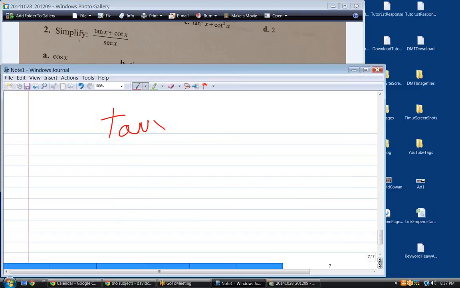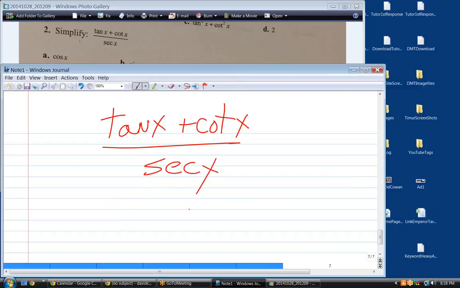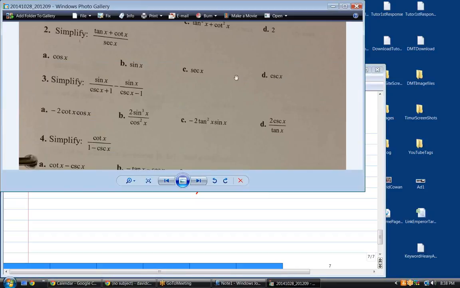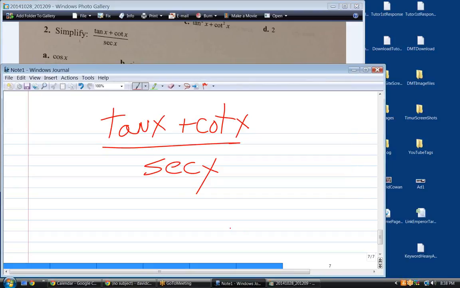Okay, tan x plus cotan x over secant x. Let's just look at our answers. We got a cosine, sine. Okay, that's not much help.